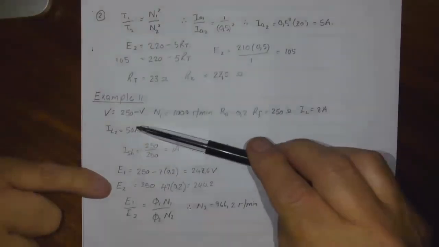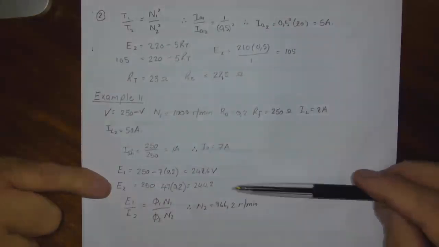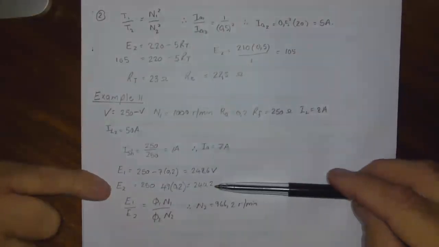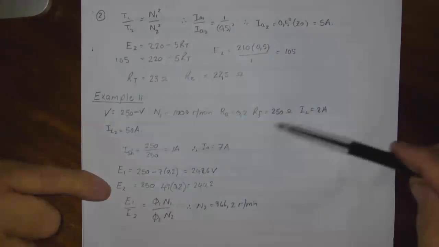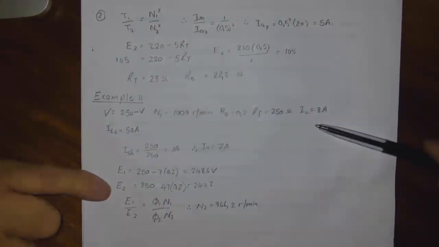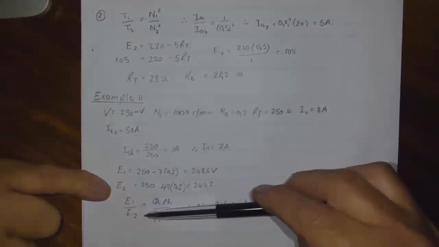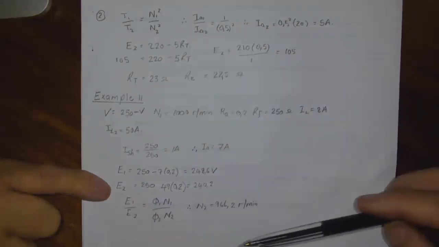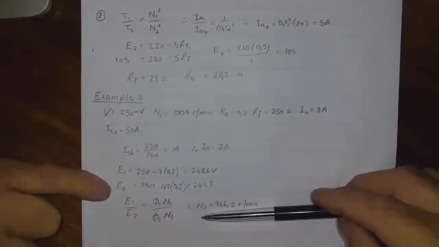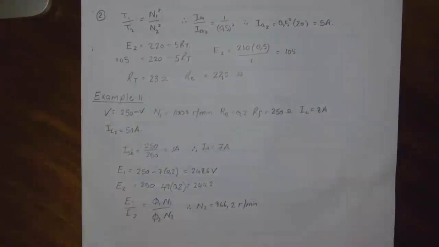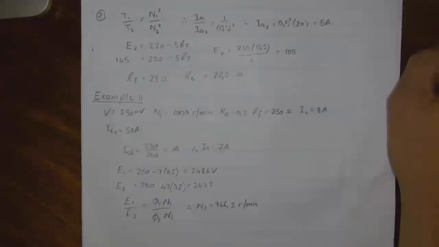And then in the second case, where the load current is 50, we get an armature current of 49, and that gives us 240.2. Now, they didn't say anything about the flux, so that means that it remained constant. Therefore, E1 over E2 is N1 over N2. If we substitute our values in there, we get that N2 is 966.2 revs per minute.